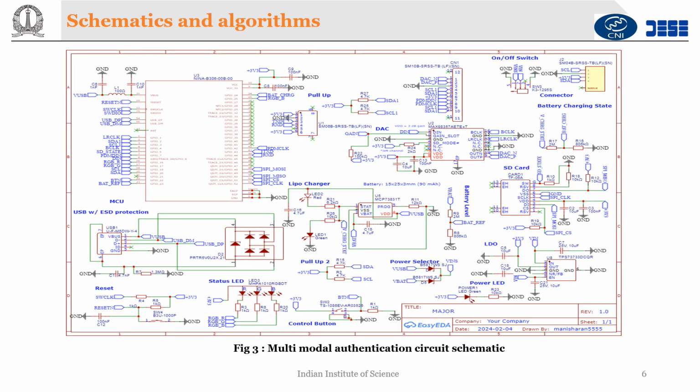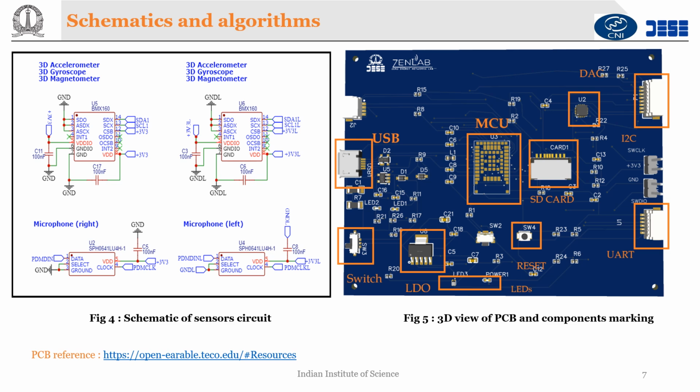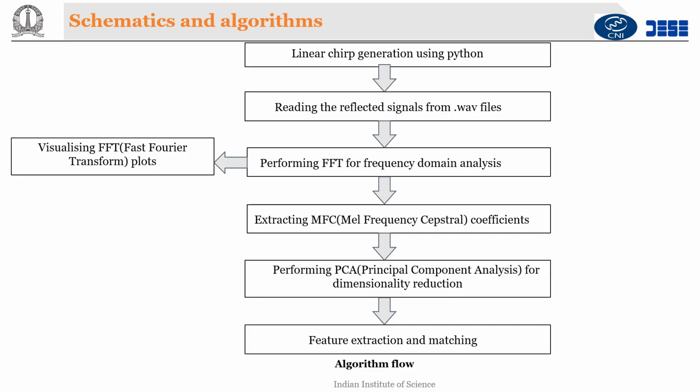So this is a schematic circuit of the main PCB board, where we have the Nina BLE module, which has the ARM Cortex M4 microcontroller, and we have different ESD protection circuits, a reset circuit, power selectors, LDOs, and a charger to charge the battery, and different interfaces to connect the sensors, etc. The right side figure is the 3D view of our PCB, and the left side is the schematic of the sensors.